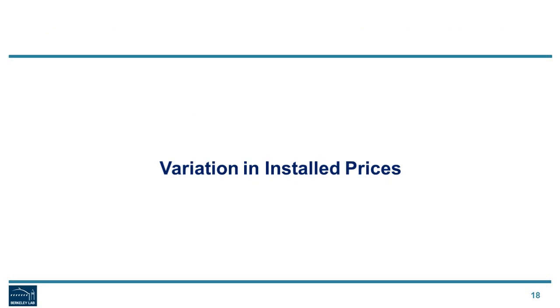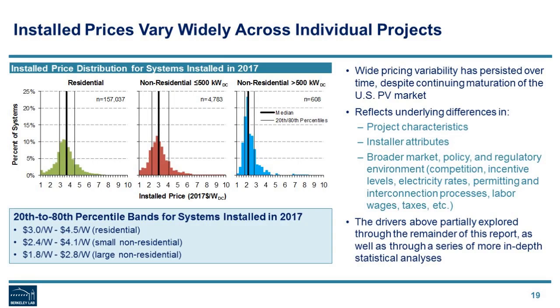So we focused so far on national median prices. What I'd like to do now is focus in on the variability in system pricing, which is perhaps even a little bit more informative in certain ways. And if nothing else, it helps to highlight that pricing for many systems is really well below those national median values. So to begin, we see here the pricing distribution of systems installed last year in 2017.